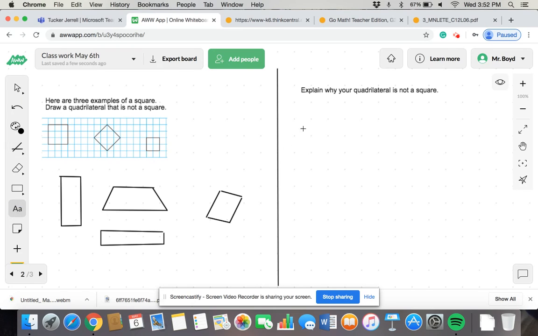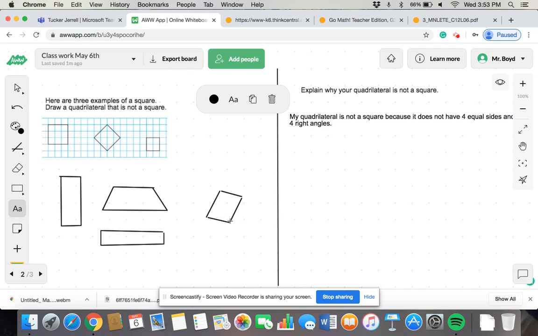Now, if I come over here, it says, explain why your quadrilateral is not a square. Now again, I drew 1, 2, 3, 4. You only had to draw 1. Your explanation could be, my quadrilateral is not a square because it does not have 4 equal sides, and I'll hit enter so I go down, and 4 right angles. Because we know a square specifically has 4 right angles.